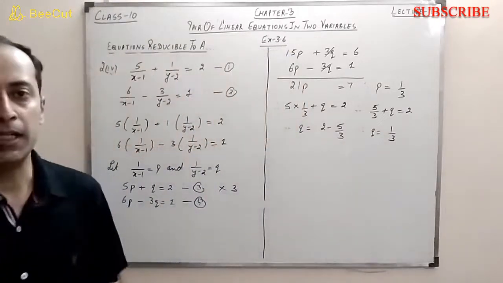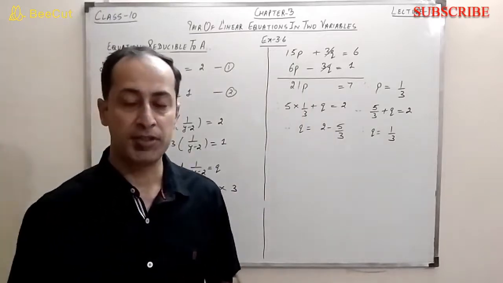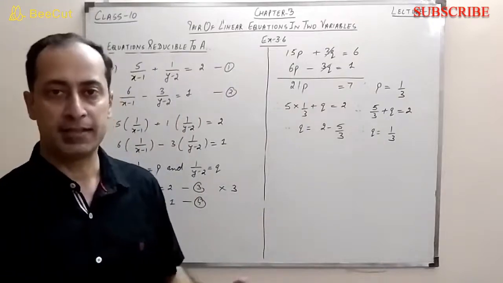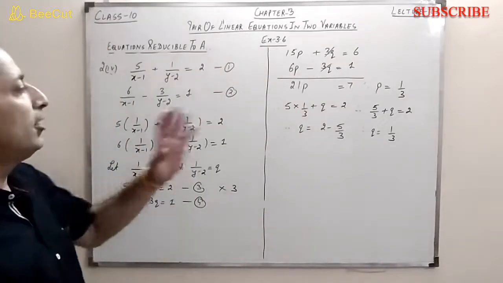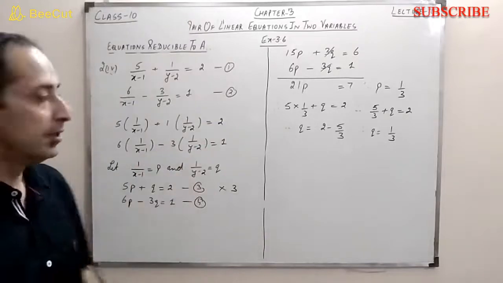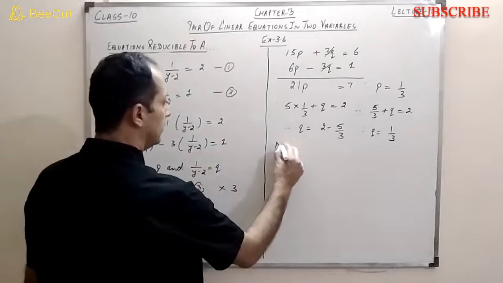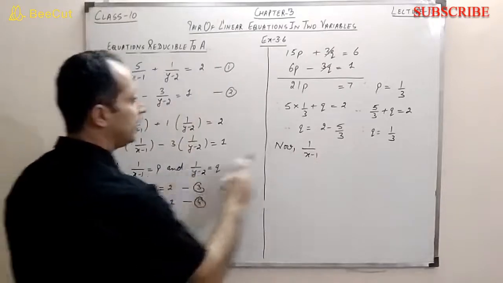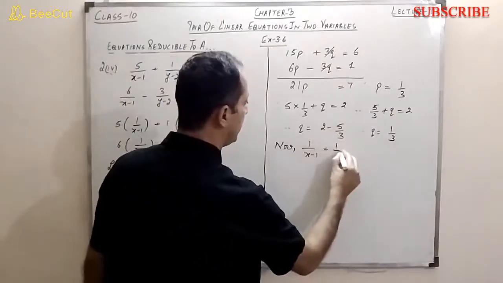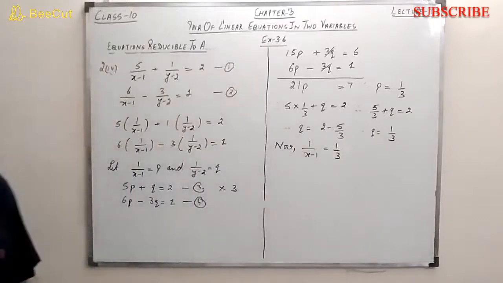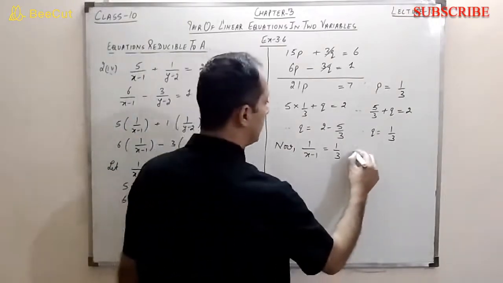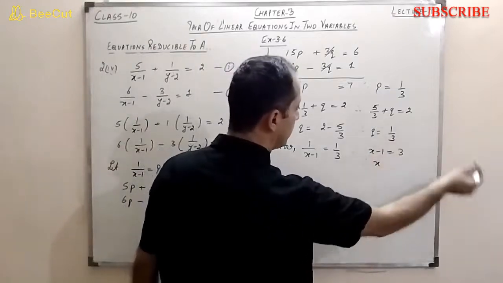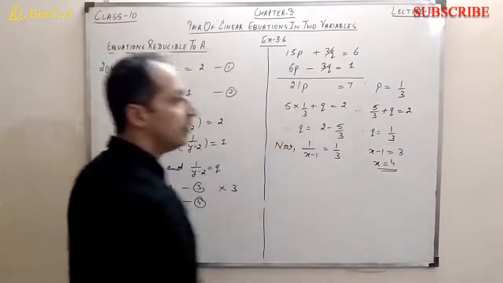So these are the values of p and q, but this is not the final answer because in the beginning we had x and y. So our next step is to find the values of x and y. We substitute the values of p and q in the relations which we supposed. 1 upon x minus 1 was equal to p and the value of p is 1 by 3. So 1 upon x minus 1 equals 1 by 3. Now we cross multiply and get x minus 1 equals 3. Therefore x equals 4, as this minus 1 goes to the other side.